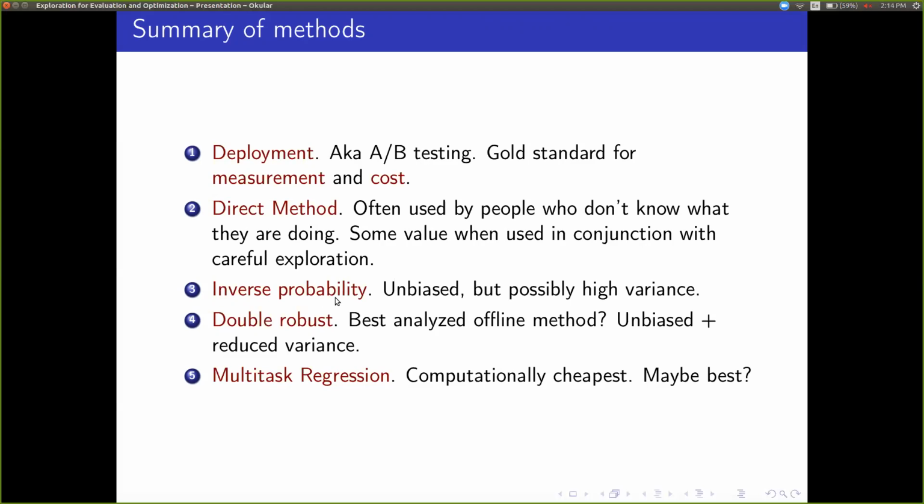You can use this kind of inverse probability approach. You can use double robust. You can use multitask regression. I guess I should also put that you can use any reinforcement learning algorithm in general.